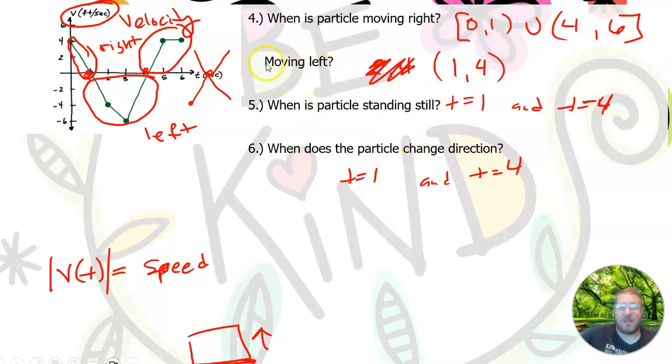When is the particle standing still? Well, that's when it's at 0. That would be these 2 points. When does the particle change direction? Well, that's at these 2 points as well. Just because it's standing still does not necessarily mean it's also changing direction.